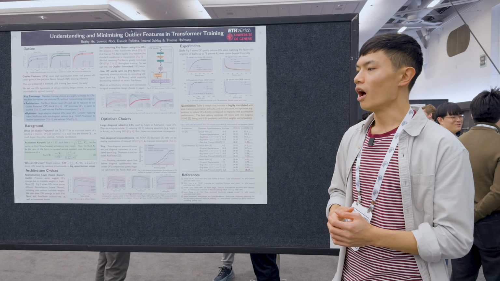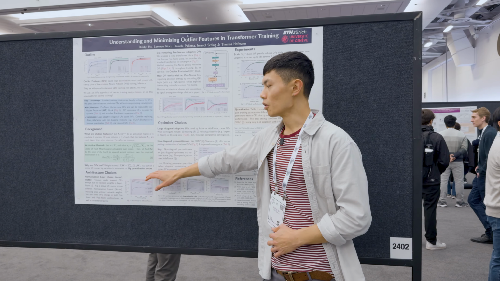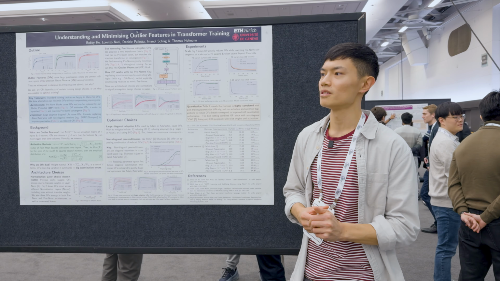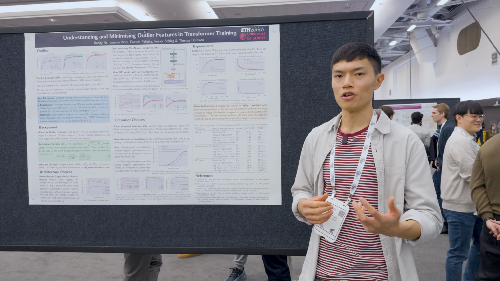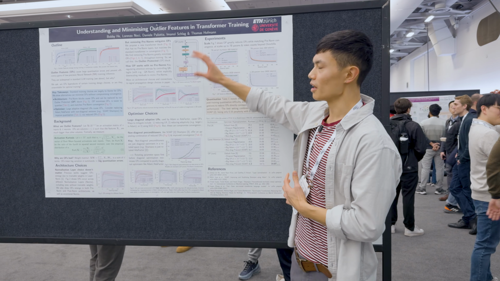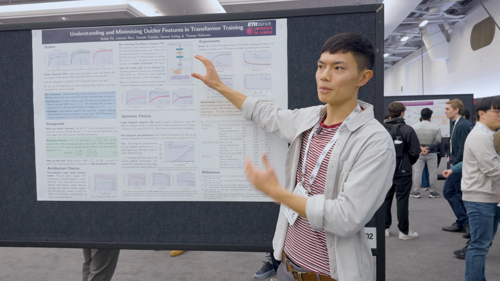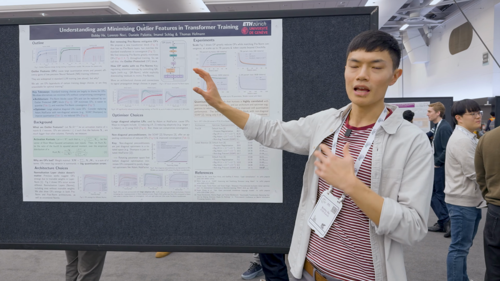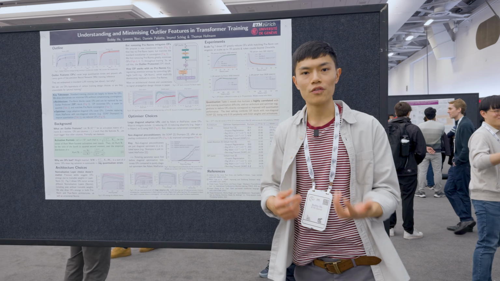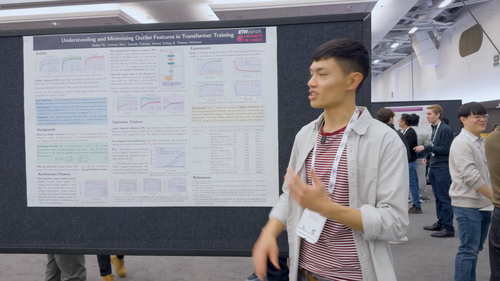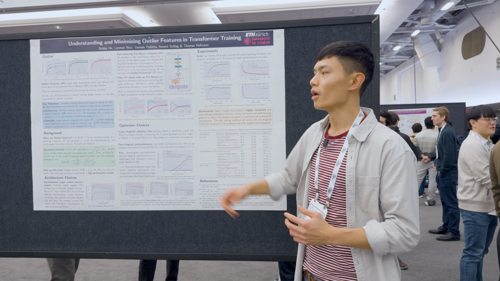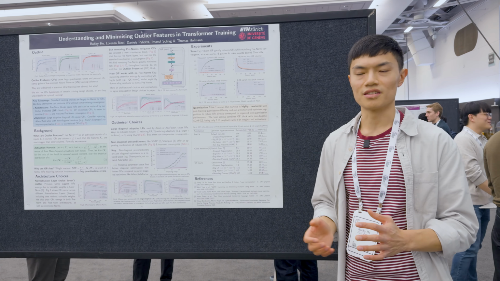standard practices. On the architecture side, we focus on the normalization layers that are ever present in transformers. We show that if you remove these normalization layers, and we design a transformer block that is able to match the standard transformer block in terms of performance but doesn't have the pre-normalization layer present, it significantly reduces the emergence of outlier features during training. So that's the architecture side of things.